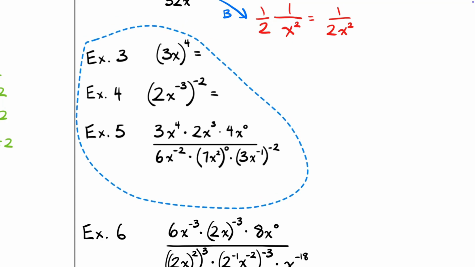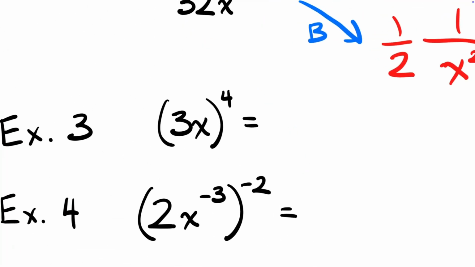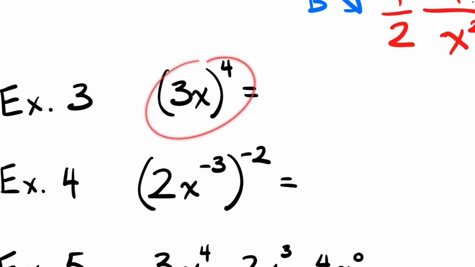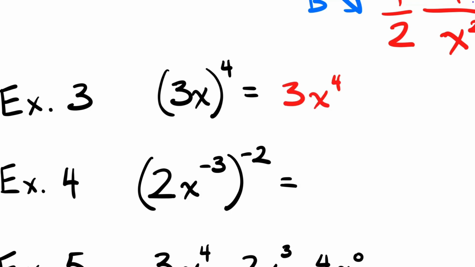All right, this one is notoriously tricky. Example 3. I'm gonna fall into the trap so you can see how to avoid that trap. Here's the trap. People will say this is 3x to the power 4, which is wrong.